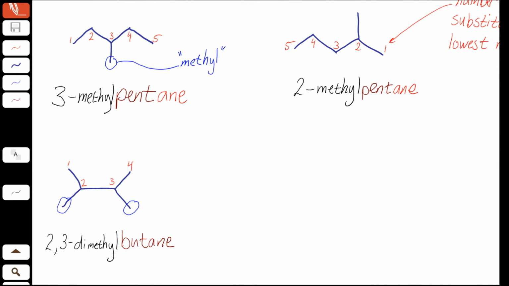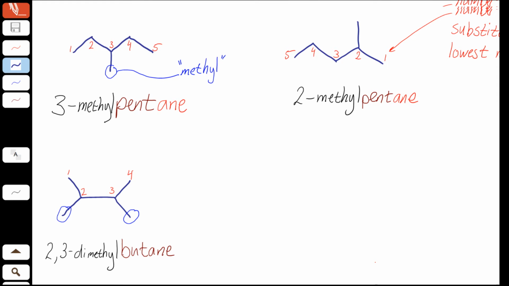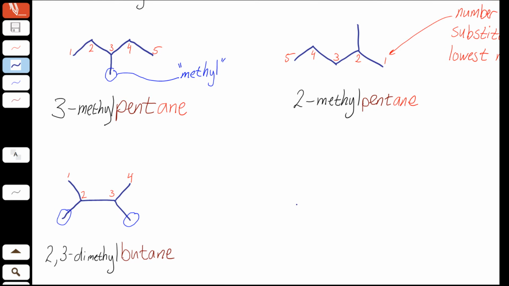All right, one thing that sometimes comes up in this type of work, this naming, is it's really easy to fall into the trap of always looking at the horizontal line or the horizontal zigzag as the main one, when it may actually not be the correct one to name from. So take a look at this structure right here.